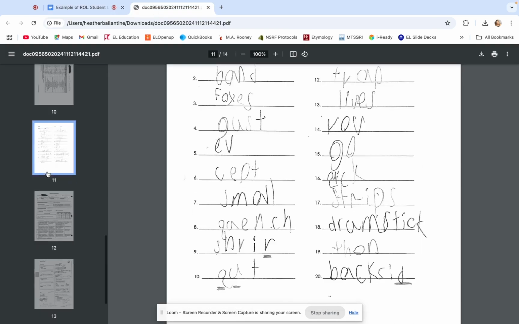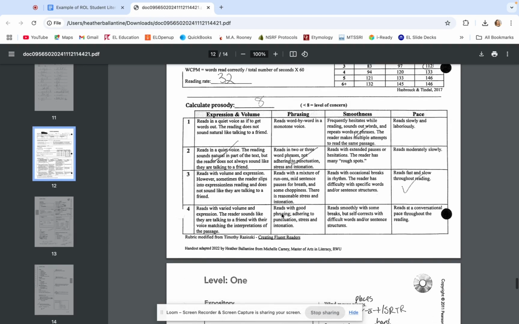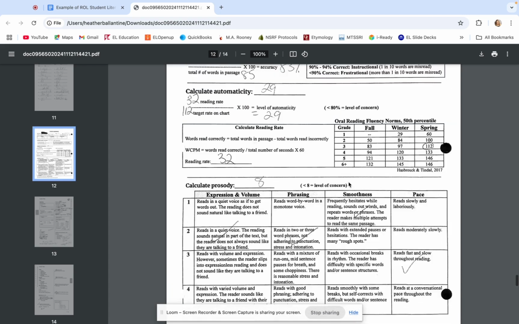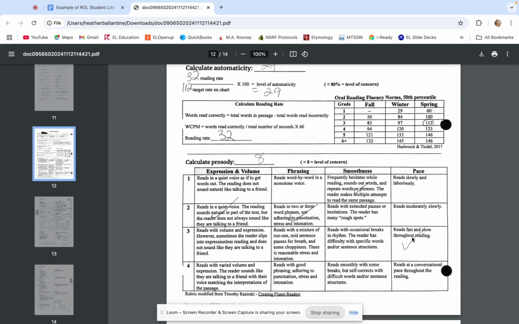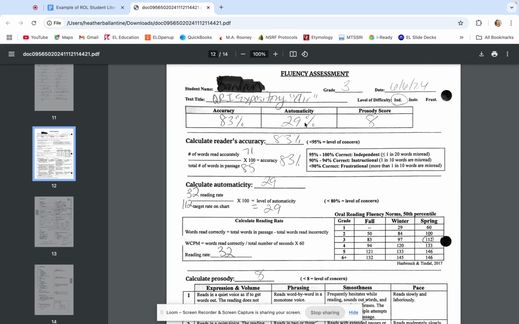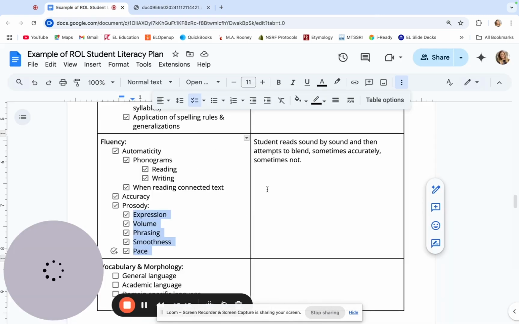So if I go to his fluency measure, he was a 2, a 1. Pacing was his best, but it's really decoding that's holding him back. So he does not read with expression. So the goals for him could be grounded in prosody. We want to get his accuracy rate up and his automaticity up.